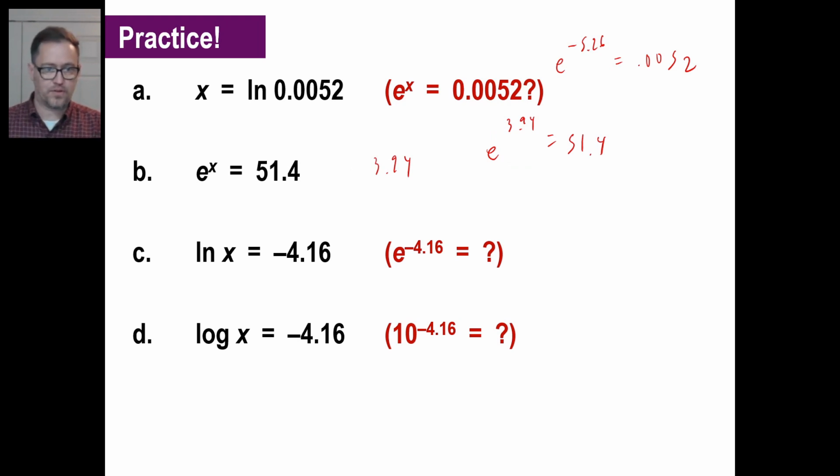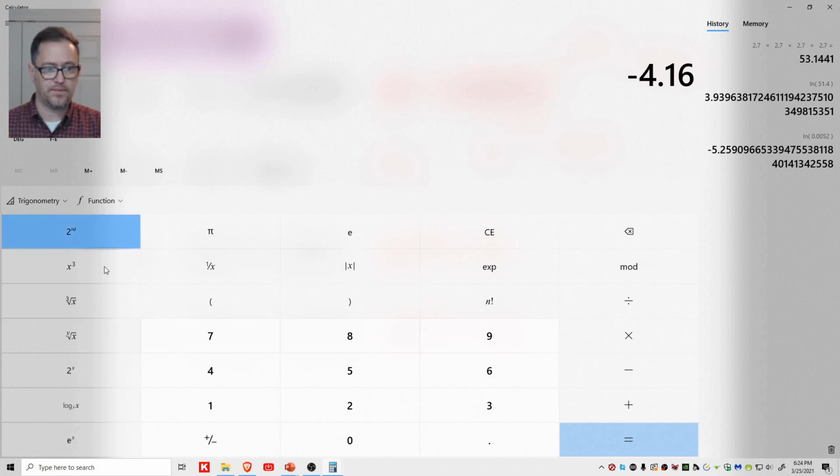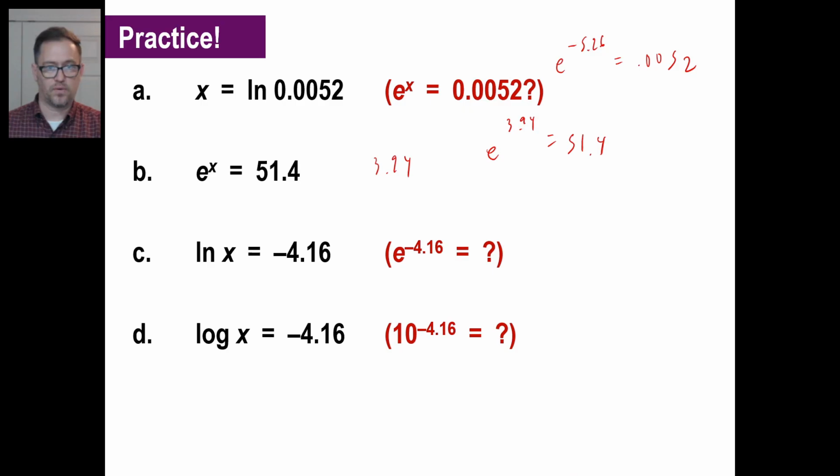Okay, we have natural log and we have negative 4.16, so this means e to the negative 4.16 power equals what? So we'll put in 4.16 and then the opposite, the inverse of the natural log, which gives us 0.0156. If this is the answer, we can go ahead and write it as 1.56 times 10 to the negative 2, right? Okay, all right, try D.